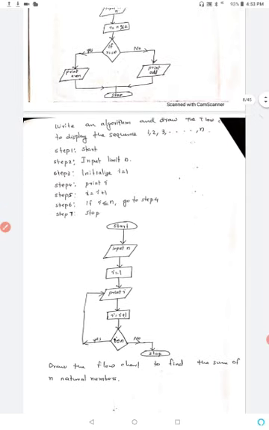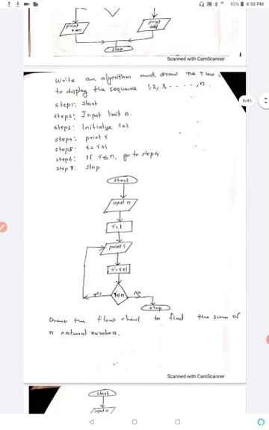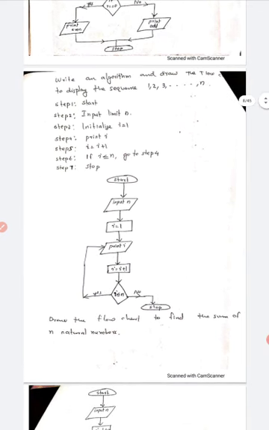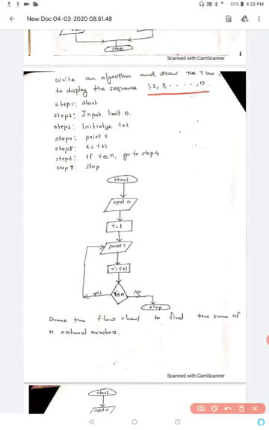Write an algorithm and draw the flowchart to display the sequence 1, 2, 3, etc. up to n. So this problem is to display a sequence, that means display n numbers. First we can see what the input to this problem is, what the output should be, and what process we have to do. So here the input is the limit n: till what number we have to display.